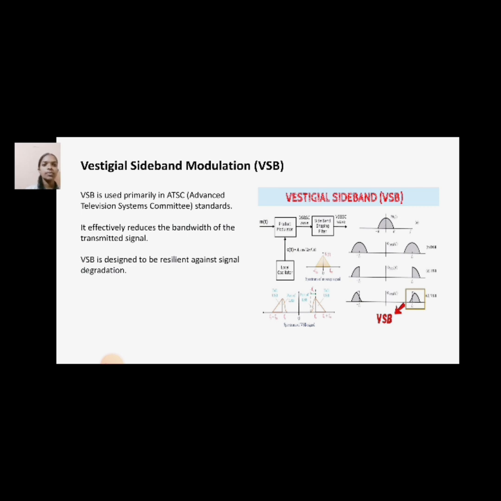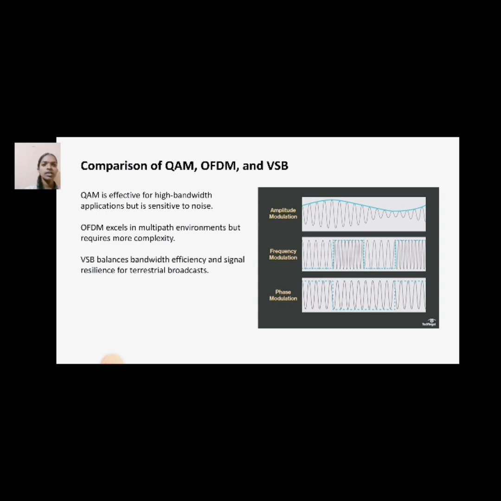Then vestigial sideband modulation, VSB. VSB is used primarily in ATSC, Advanced Television Systems Committee, standards. It effectively reduces the bandwidth of the transmitted signal. VSB is designed to be resilient against signal degradation. Then comparison of QAM, OFDM and VSB. QAM is effective for high bandwidth applications but is sensitive to noise. OFDM excels in multipath environments but requires more complexity. VSB balances bandwidth efficiency and signal resilience for terrestrial broadcasts.